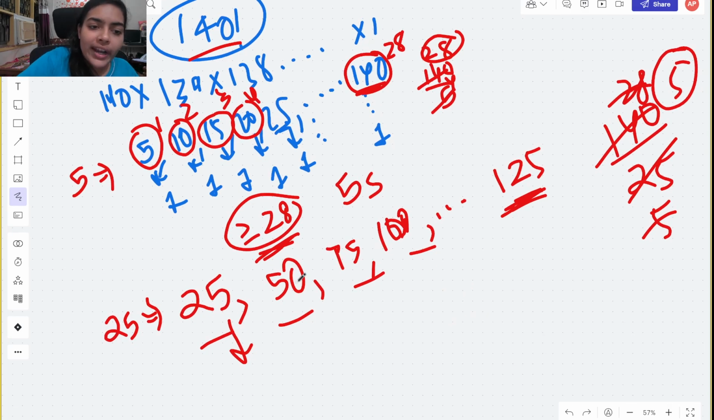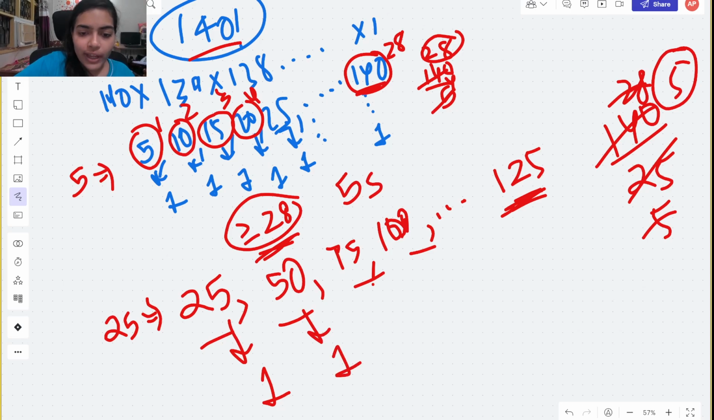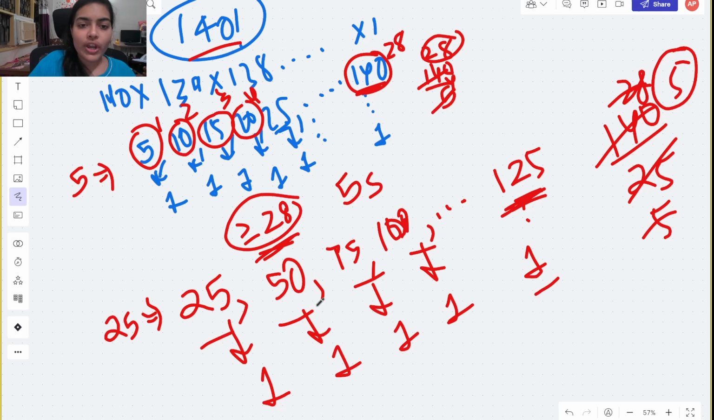But you have already considered 1 5 in the previous case, when you took 28 5s. Already 1 5 was counted here. So you just have 1 extra 5. Now the 1 5 which you did not count, you can write here, right? So from all this you can get that 1 5 which you have not counted.